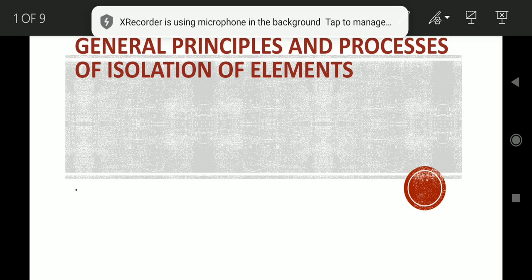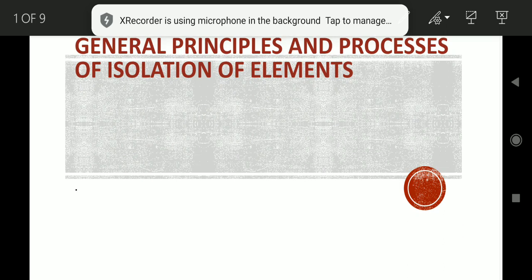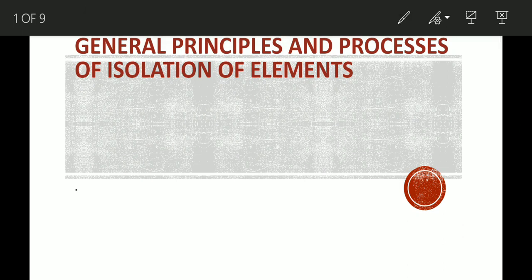Today we'll start with the next chapter, which is general principles and processes of isolation of elements. So, out of 117 elements known so far, noble metals, noble gases, N2, O2 and a few others are available in the native state, while others are available as their compounds. All of these are useful to us in one or the other form.